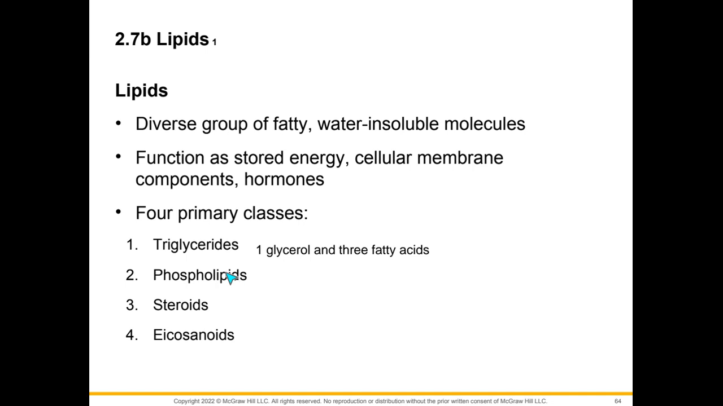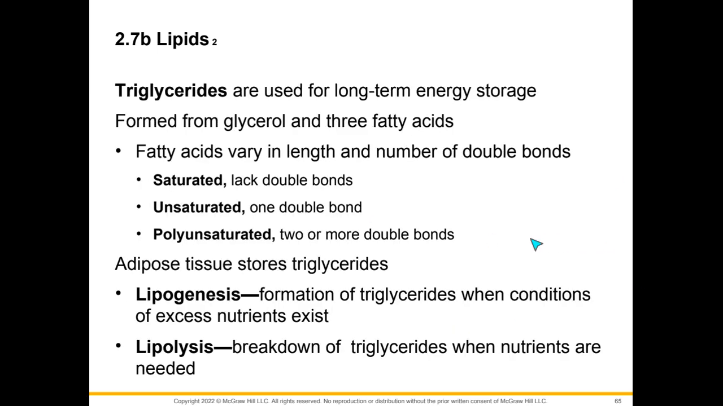So here are your four basic classes of lipids, but the most important ones you should know for 301 are triglyceride and phospholipid. Steroids and eicosanoids, we're going to study more in 302, but they're considered lipids. Triglyceride has three fatty acids, right? So triglyceride is glycerol and three fatty acids.